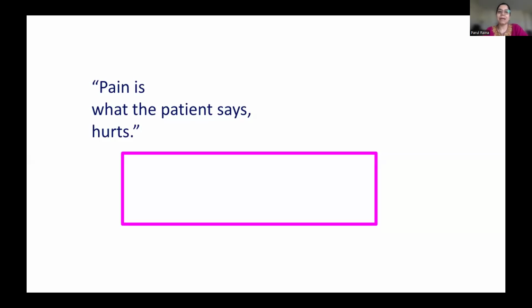So, I'll be starting my presentation with a statement that pain is what the patient says hurts, not what we think the patient is in pain. It especially holds true whenever the patient has chronic pain and the vital parameters do not appear abnormal, as compared to acute pain where a patient has tachycardia and high BP. These symptoms will not appear when the patient has chronic pain.